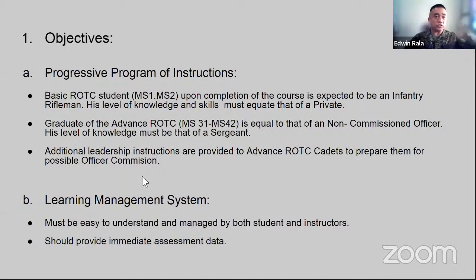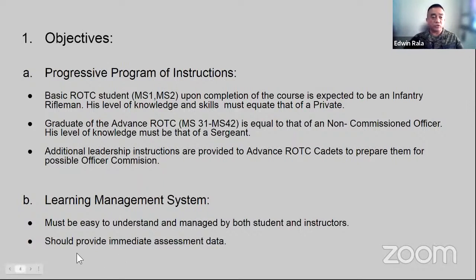Okay? So on our part here in UPLB, we made a learning management system to provide this POI handed down by ARESCOM. We designed the system so that it must be easy to understand and manage by both student and instructor. We don't want our system to be a headache. It is easy for the instructor to manage. Even 100 to 200 students can be handled by one instructor, with of course a technical assistant so that your presentation is flawless.